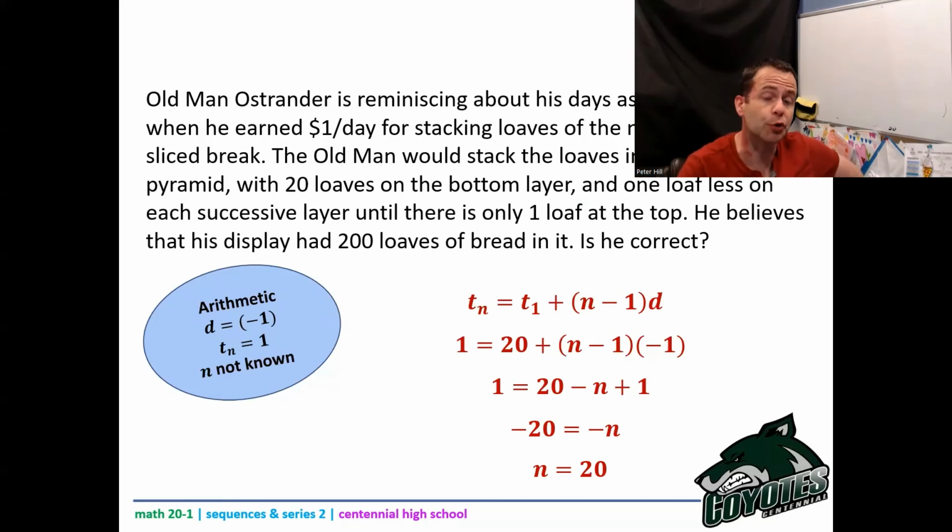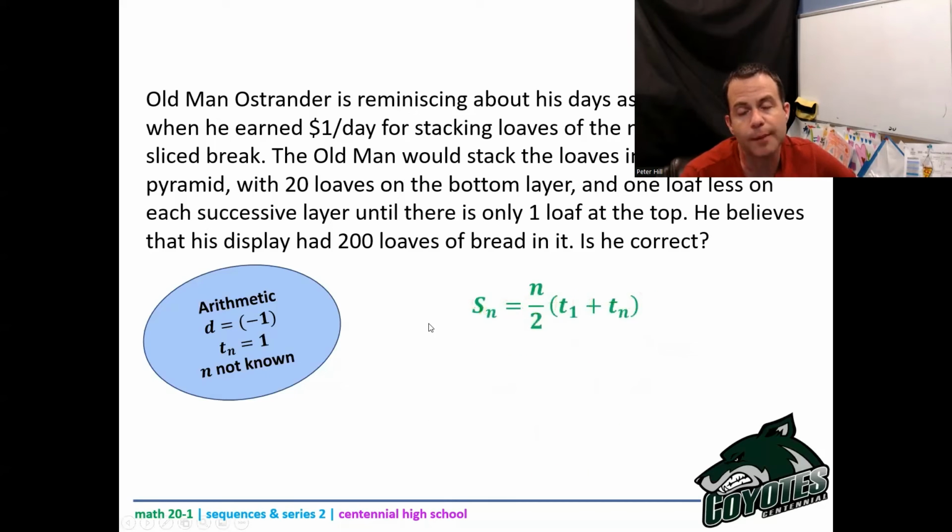Yes, but I want to show you how to do it and support the algebra, or have the algebra support your work. So now I'm going to go back to the summation formula. I know that I'm looking for S of 20, so that'll be 20 over 2, and then t of 1 is 20 and t of n is 1. So that becomes 10 times 21.